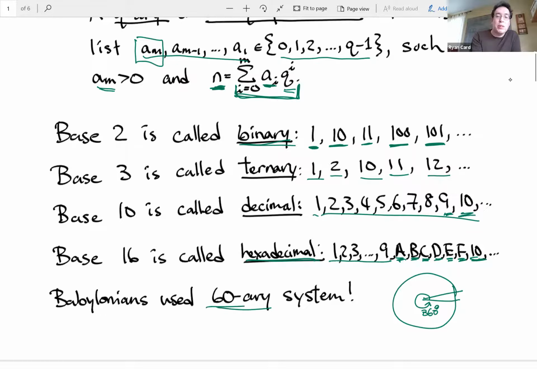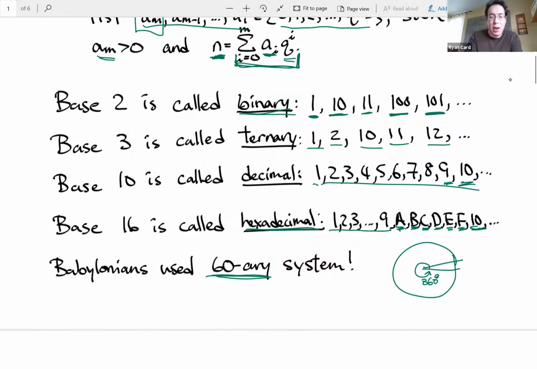The reason why you might use something like 60, why 60? A lot of numbers divide into 60. You can divide it by 2, you can divide it by 3, you can divide it by 4, 5, 6. You can't divide by 7 or 8 or 9, but you could divide all the way up until 6, which is nice if you're doing division.